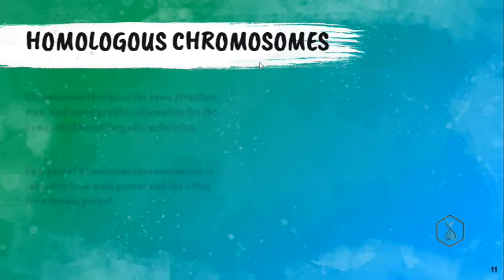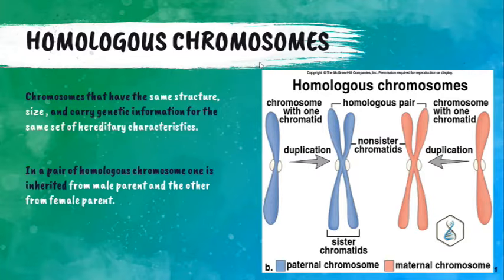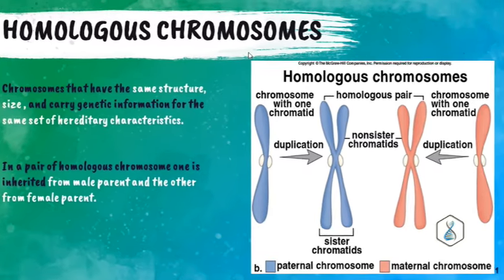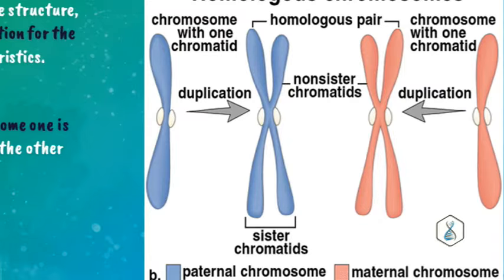What are homologous chromosomes? Homologous chromosomes are the chromosomes that have the same structure, size, and carry genetic information for the same set of hereditary characteristics like hair color, skin color, etc. In a pair of homologous chromosomes, one is inherited from the male parent and the other from the female parent. Look into the picture shown here. Here, the blue represents the chromosome from the father and pink represents the chromosome from the mother.